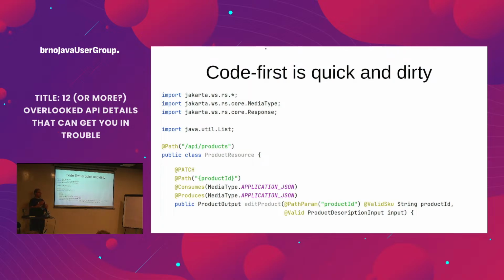The other approach, the specification first approach, means we have some abstract specification of our API, and then we implement something that complies with that specification. I believe that the code first approach is actually quick and dirty, and I will explain.